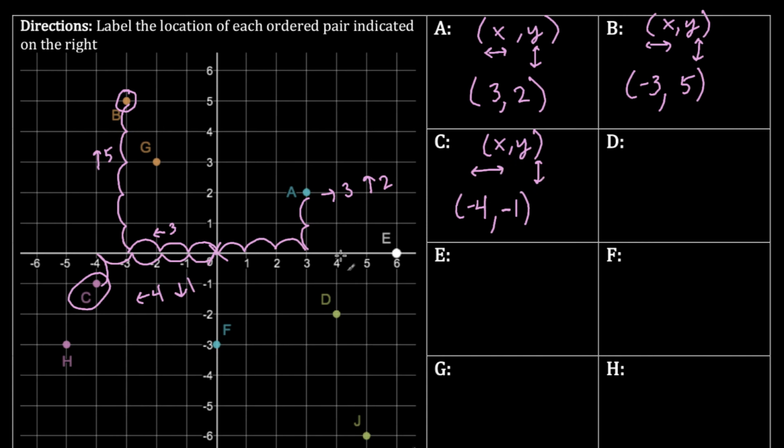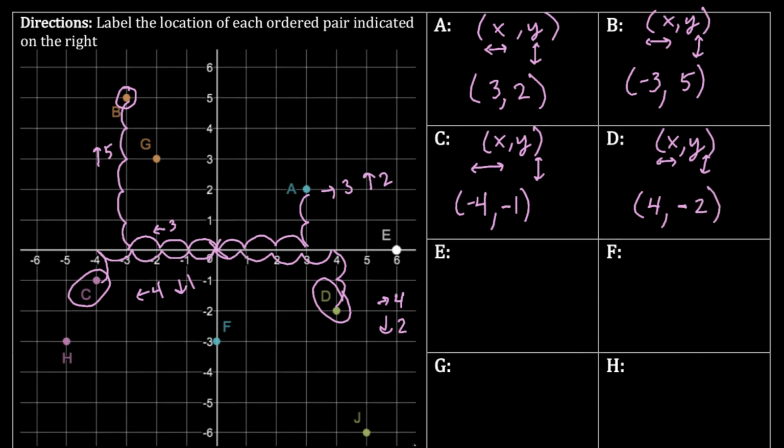Letter D is right here. The point D is over here. X measures left and right, y measures up and down. So we start from our origin. We go right 1, 2, 3, 4. We go right 4. And then we go down 1, 2. Down 2. So right 4 means +4. Down 2 means -2.